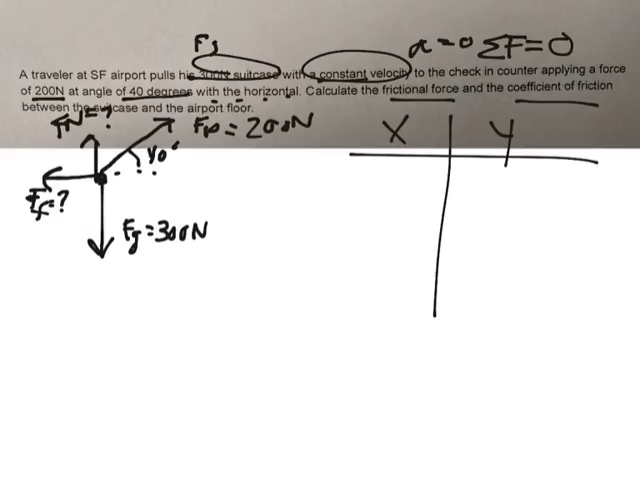So things in the X direction. We know force of friction, but we don't know what it is. And also some part of our force of our push. So it'd be the force of our push, what part? It's adjacent, which means you're going to be doing cosine of our angle, which is 40.